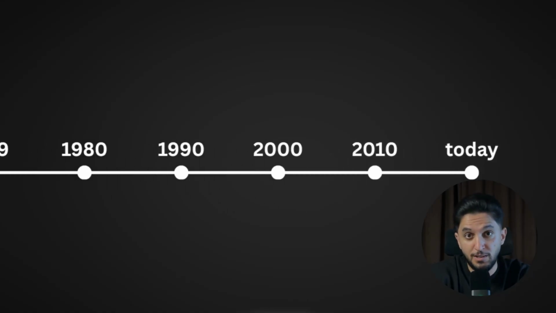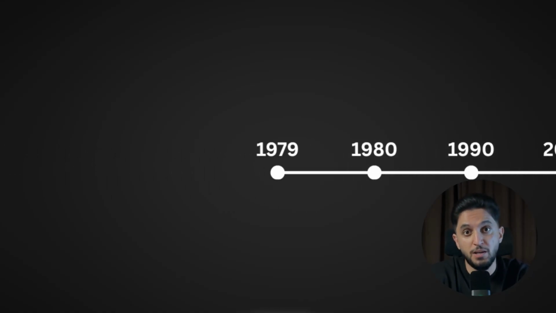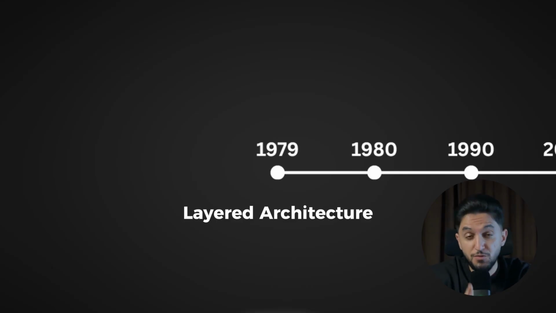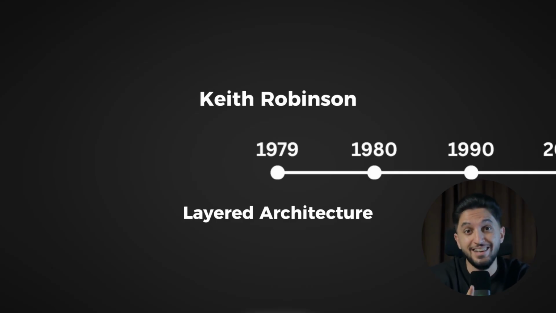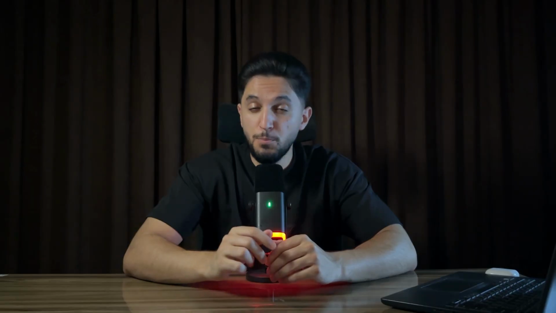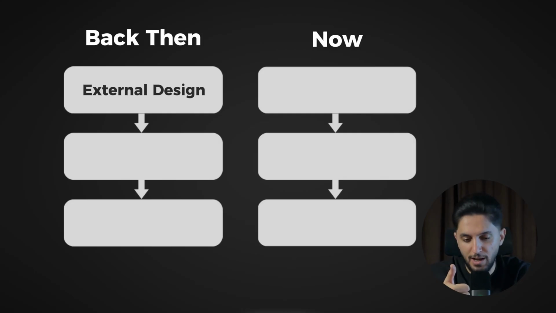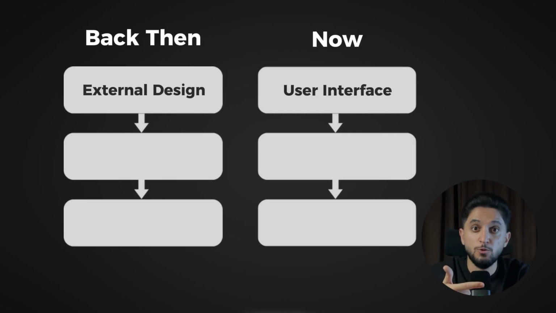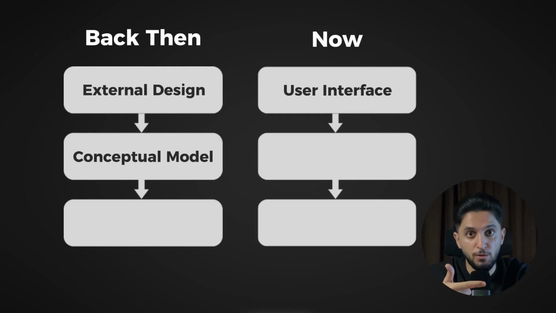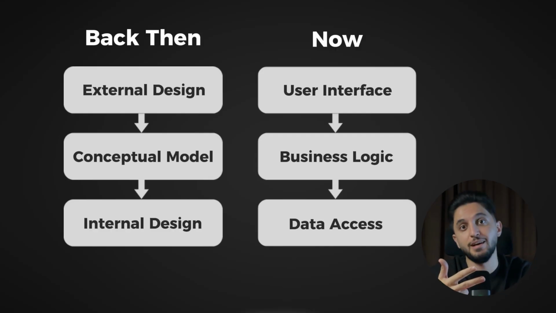As a matter of fact, this architecture we're going to explain today, layered architecture, was first proposed by Keith Robinson in 1979. He proposed to have 3 layers in this pattern. The first one, he called external design, or what's known today as user interface. The second one he called conceptual model, which today we call the business logic. And the third one is called internal design, which we call today data access layer.